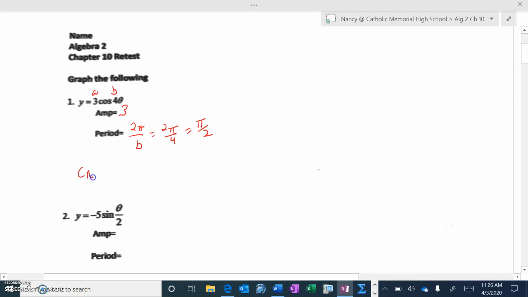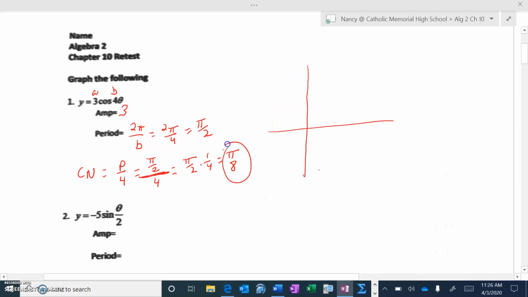Then you have to always get your critical numbers, and the way you do that is you take the period and you divide by 4, because there's 5 critical numbers. And 0 is the first one, unless you have a phase shift. So it's pi over 2 divided by 4. You have to flip the 4 upside down. It's pi over 8. So my critical numbers are adding pi over 8.